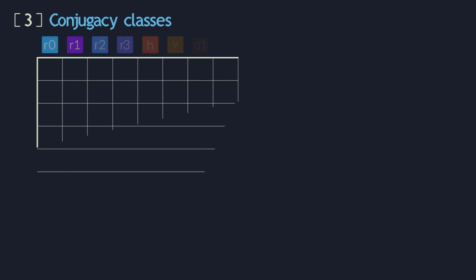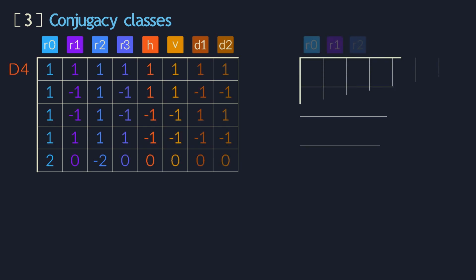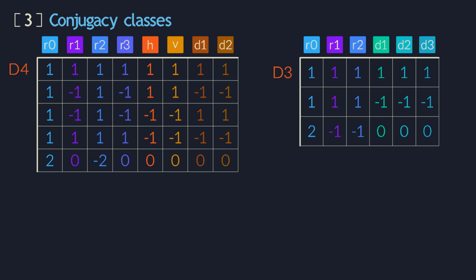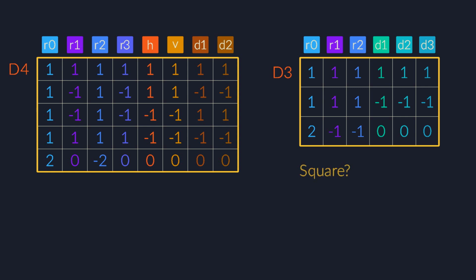To show you all of the miraculous properties of characters, I will put a second table on the screen. This one is for the group D3, the symmetries of a triangle. It contains 3 rotations and 3 reflections. You will also often see it called S3, the group of all 6 permutations of 3 objects. On the left we have the earlier D4 table again, this time with the last row filled in. It contains the traces of the 2x2 geometric matrices that we just calculated. Just as for abelian groups in the previous video, these tables are square.